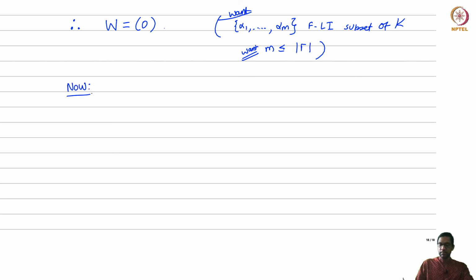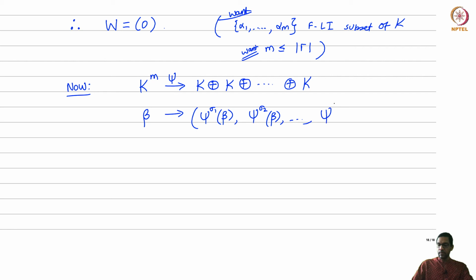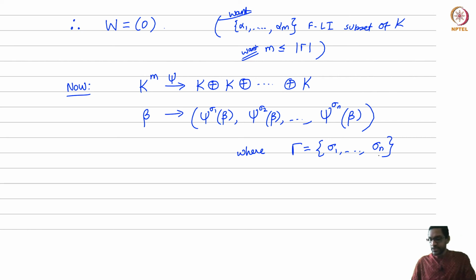So now consider the following map. Remember, from K^m to K I had a map which I called psi sigma, but now I'm going to stitch all those maps together. So I'm going to define psi from K^m to mod gamma copies of K. What is psi? It's the following. I take an element beta and I map it to, in the first component, psi sigma 1 of beta, psi sigma 2 of beta, and so on, psi sigma n of beta, where gamma is the set sigma 1, sigma 2, through sigma n. Okay, so I had a map psi sigma for each element of my group gamma. Now I'm just stitching together all those maps, forming one single map from K^m to K^n, where n is the cardinality of gamma.